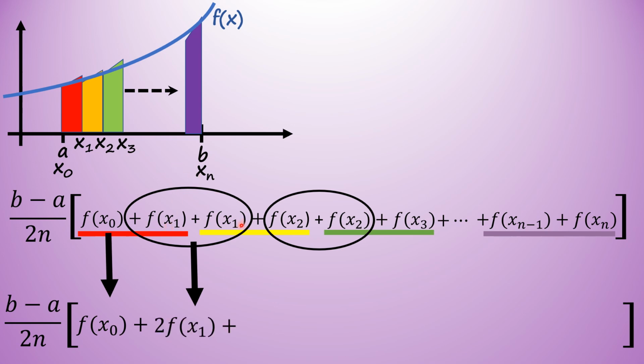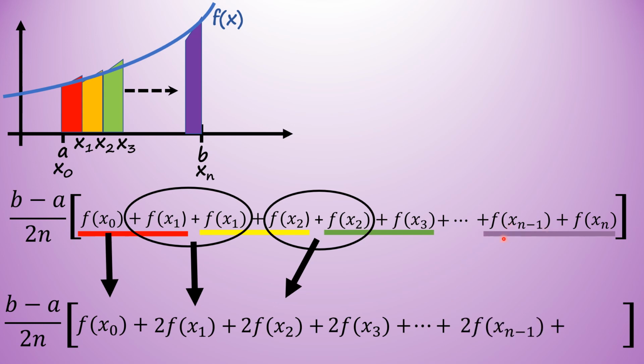F of x sub 1, that term shows up twice. Let's write it once with a coefficient of 2. F of x sub 2, that's going to show up twice. Even though I haven't continued this expression further, f of x sub 3 would show up twice. And then there'll be as many trapezoids as you want to use. There would always be a coefficient of 2 in front of the next terms until you get to the end.